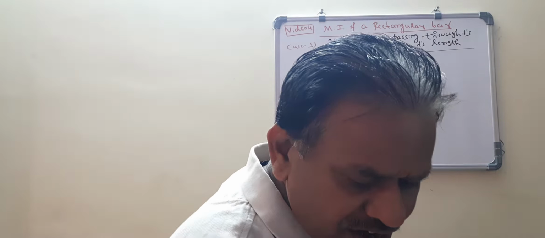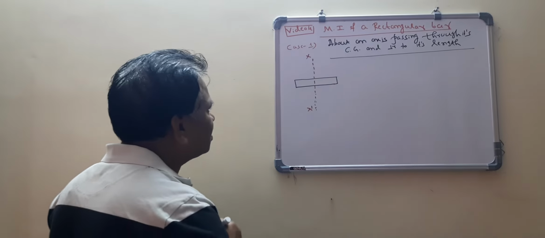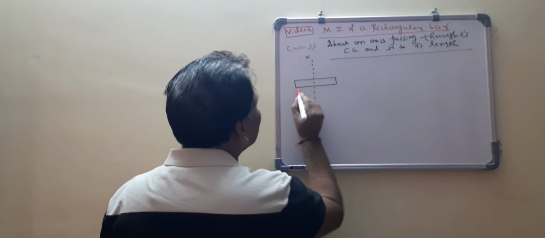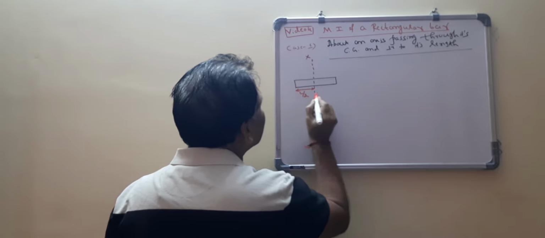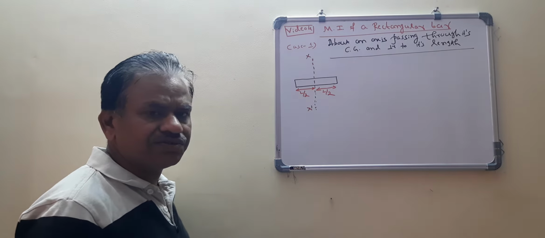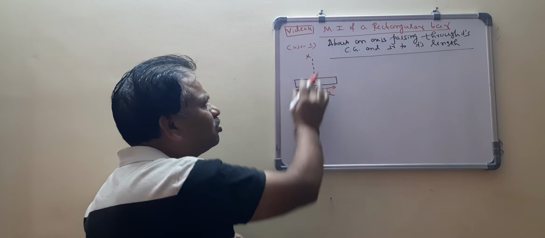Now I am taking one rod. This length is L by 2, and this length is also L by 2. I think it's clear for you. And it is rotating about the axis x dash.